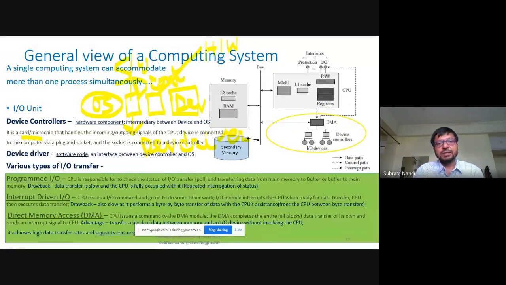So every device has some device controller, and we must install some device driver, as you all know, when we install some new external device. Okay, so this much is enough for us.